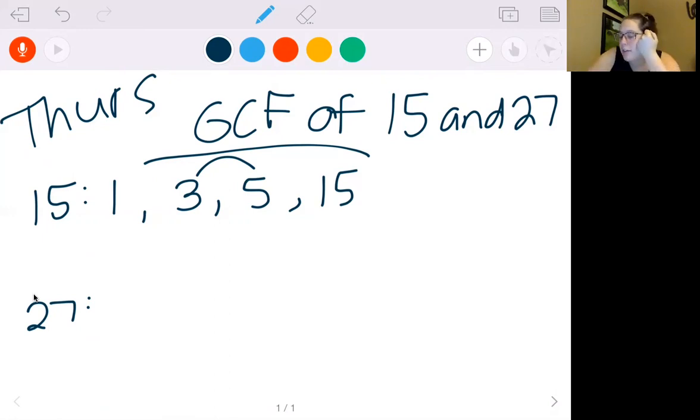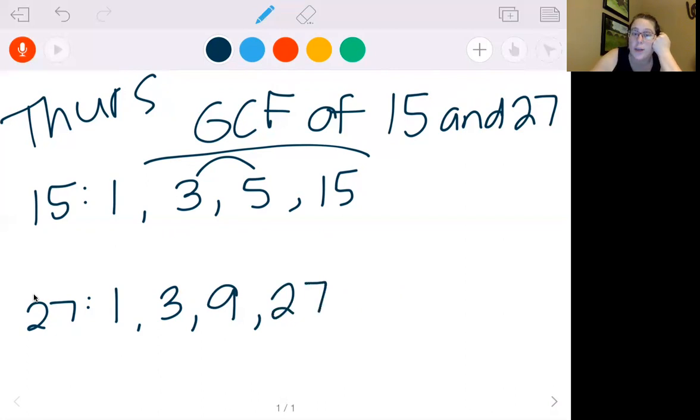So for 27, I could do 1 times 27. I can't do anything with 2. I could do 3 times 9. Can't do anything with 4. 5 times something doesn't equal 27. 6 times something, 8 times something, 9 times something. Well, 9 is already here. That's as high as I can go. I'm gonna erase this and make it a little bit closer. So 1, 3, 9, and 27 are all the factors of 27.